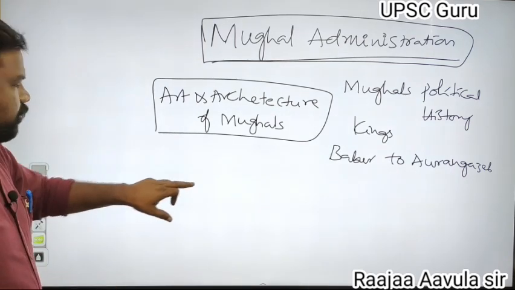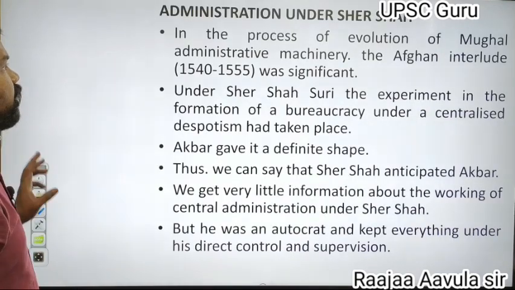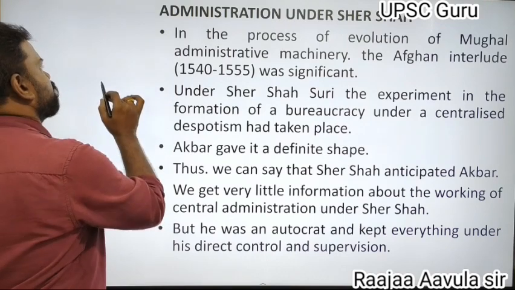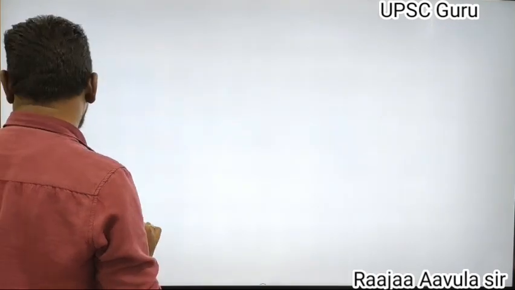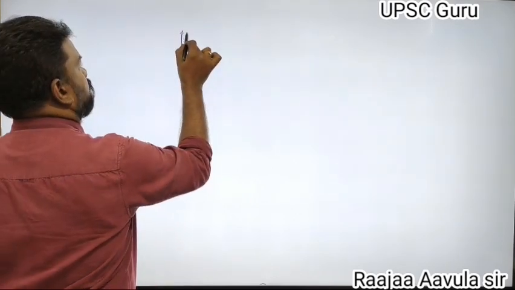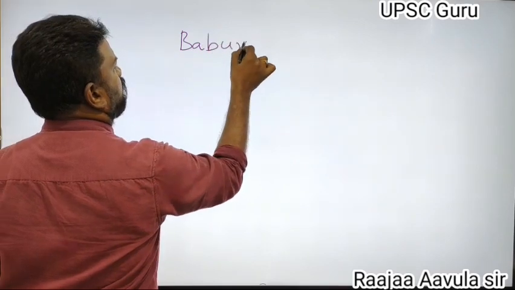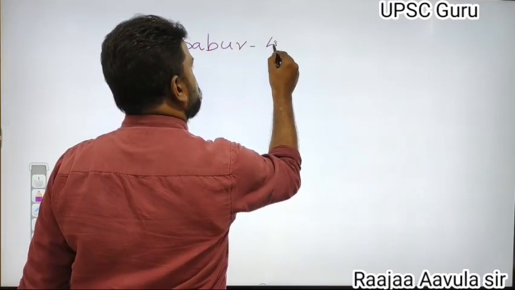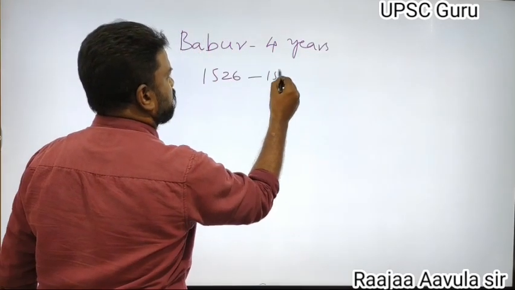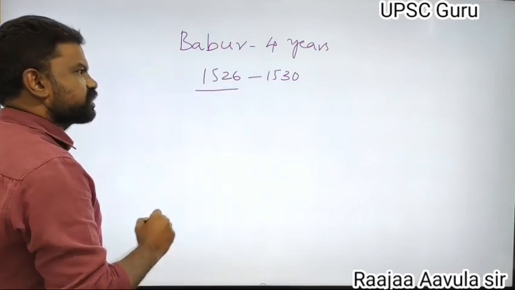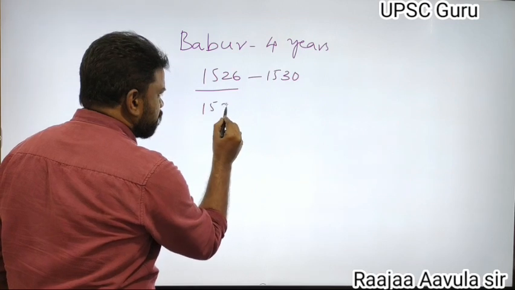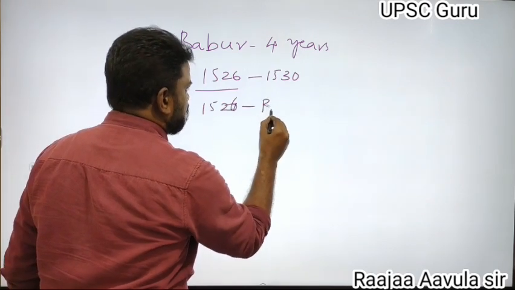Coming to the point of the Mughal administrative system, administration under the first ruler. The first Mughal ruler was Babur. Babur ruled only 4 years, from 1526 to 1530. 1526 is the first Battle of Panipat. Babur established the Mughal Empire after the Battle of Panipat.